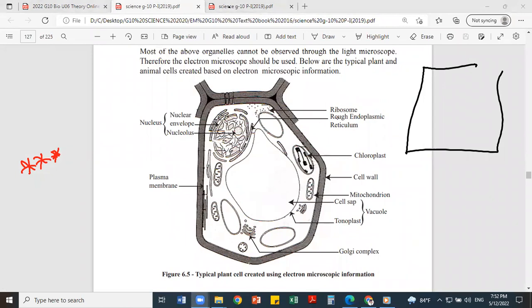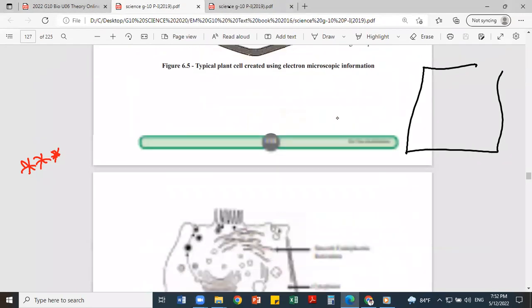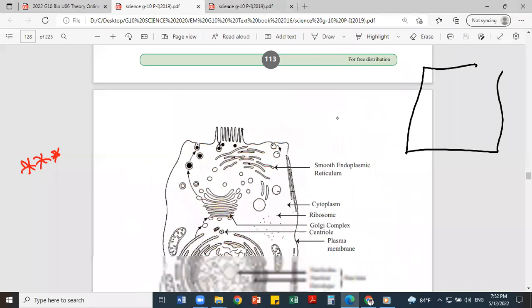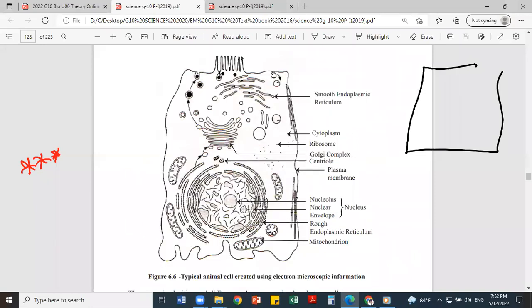Why is it called a typical cell? You can see many things included. This is a plant cell because there's a cell wall, and the other one they have given is the animal cell. You can see the heading also, figure 6.6, typical cell. Why is it called a typical cell? It is a constructed, man-made cell, including all the possible organelles in it.